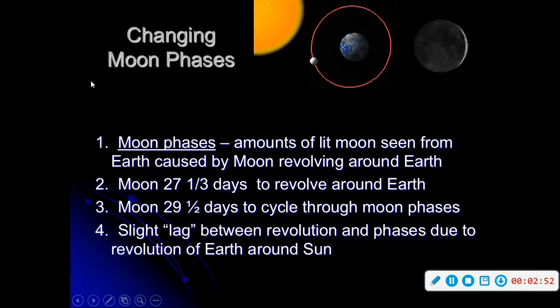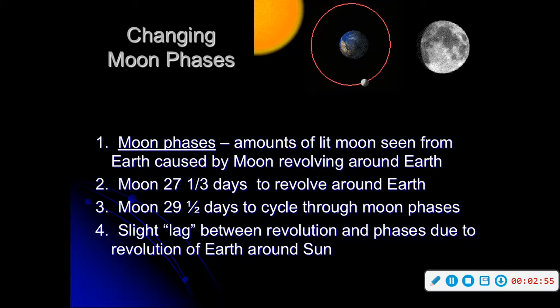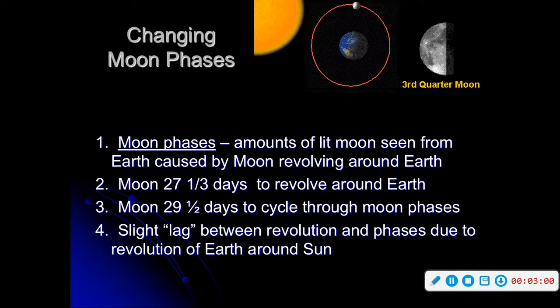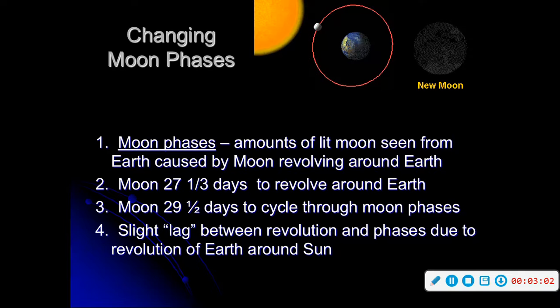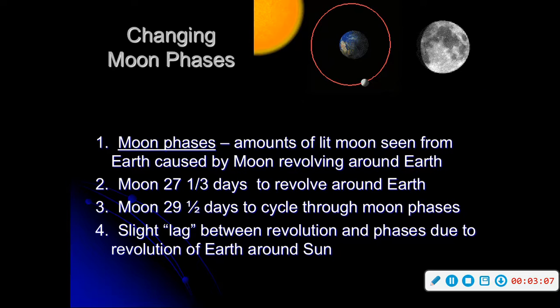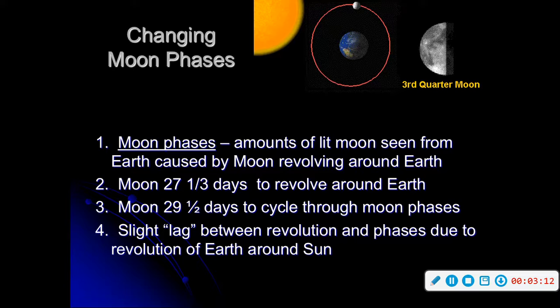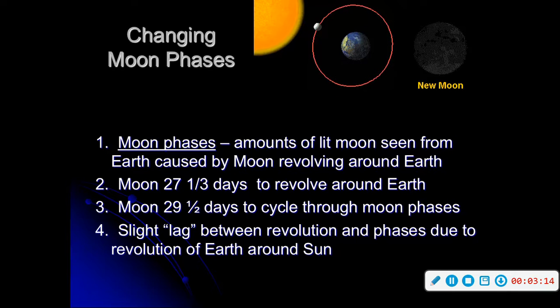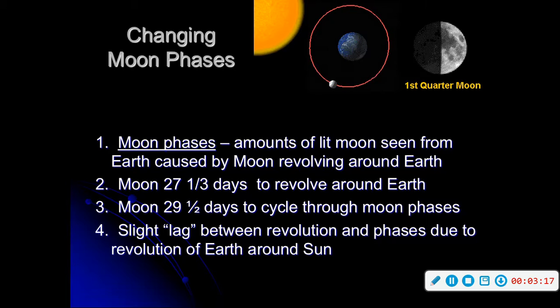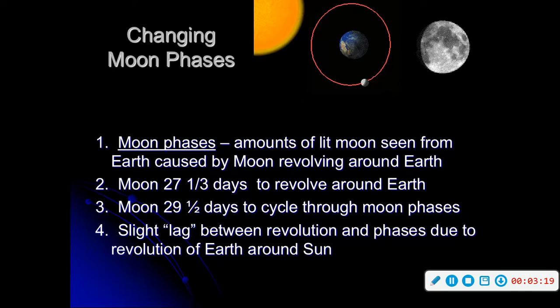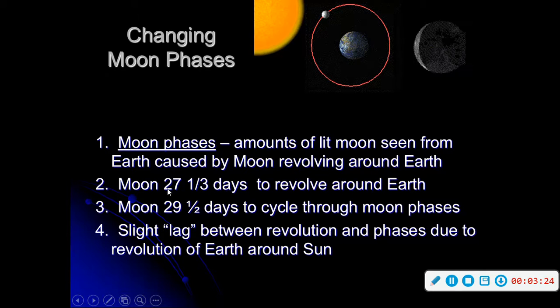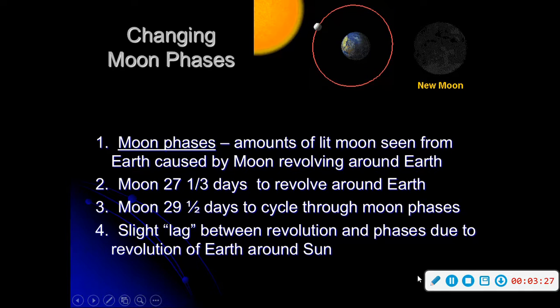All right, so the changing phase of the moon is the amount of lit moon seen from the Earth caused by the moon revolving around the Earth. The moon takes 27 1/3 days to revolve around the Earth. The moon phases, though, takes 29 1/2 days. There's a slight lag between those two numbers. And the reason why is because, remember, the Earth and the moon are revolving around the sun, changing their position relative to the sun. So that's what causes that slight lag between the 27 1/3 and 29 1/2.